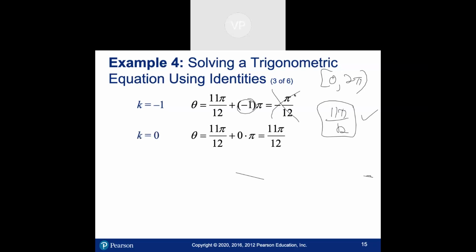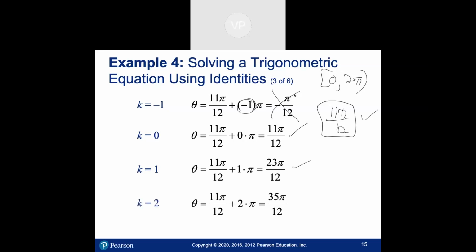Here's the second one, the one I just wrote. When you try k equals 0, you get 11 pi over 12. That is a good answer. Try k equals 1. You get 23 pi over 12. Now remember, we want answers less than 2 pi. This is close, but it is less. That's going to work. Now you try 2, and this is going to be too big.